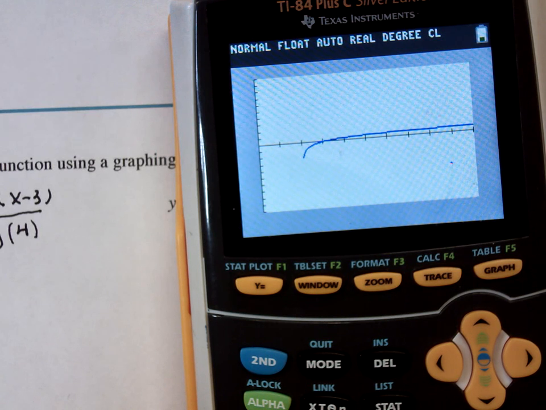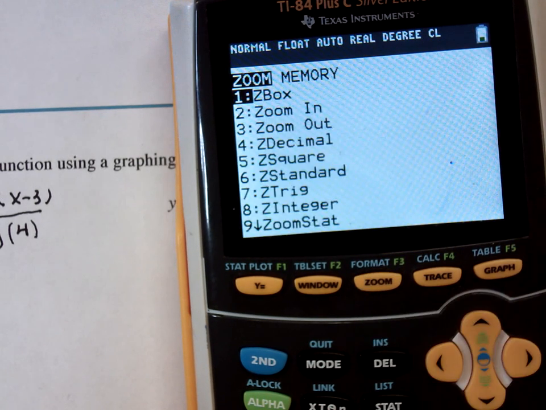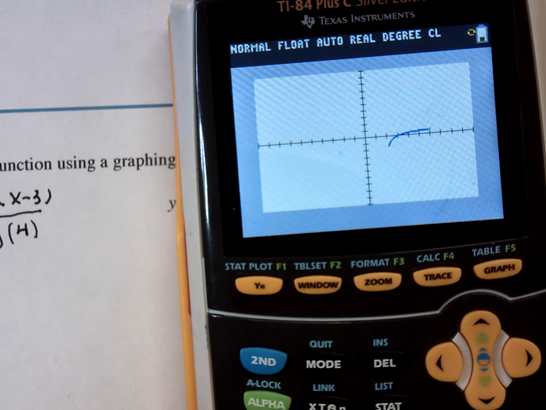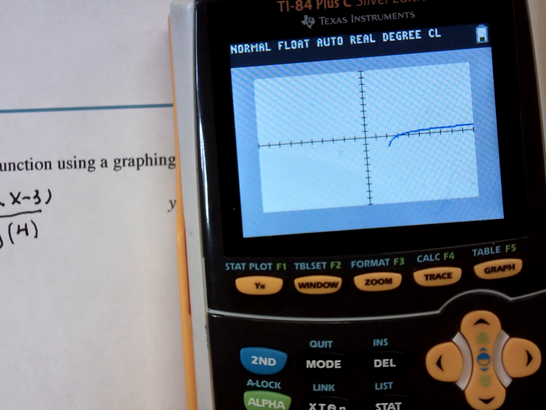And if again I want to go back, what I normally do no matter what, if I'm going to do a graph, I do a Zoom Standard or Zoom 6. And that sets me back up with my standard graphing window that I can operate on. I usually start out there and then adjust accordingly. Unless I'm doing a data problem, which you guys haven't done. But then I have to adjust given what my data is.